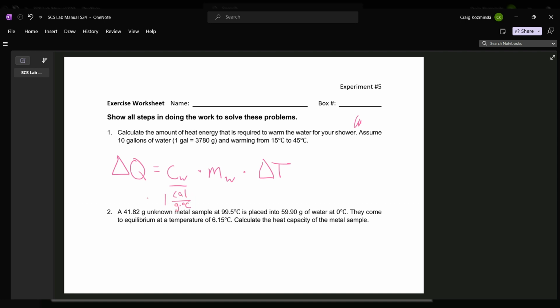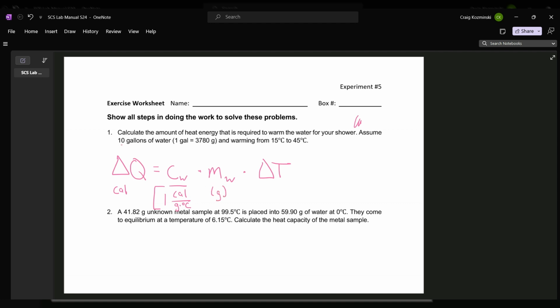Now, the great thing about looking at this constant here is that it gives us the units that we have to use for the rest of our equation. So I know that my final answer is going to be in units of calories. So that's the unit for our energy here. So the unit for mass that I'm going to be using is grams.